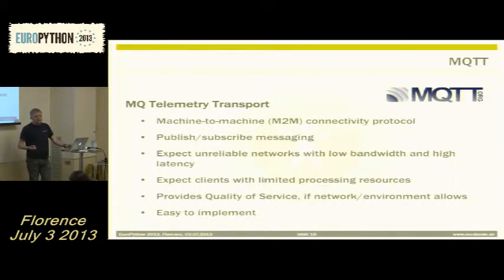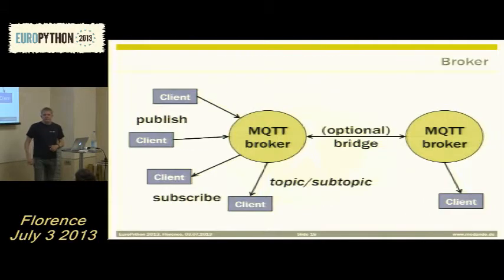It provides quality of service. In standard cases, if you send a message, it doesn't matter if it arrives somewhere or not, but you can raise the quality of service level so that it will be delivered in any case. This is especially useful if you have good networks and very clearly defined environments. The MQTT protocol is also very easy to implement, which was an important requirement. So, yeah, more or less the same as the picture.